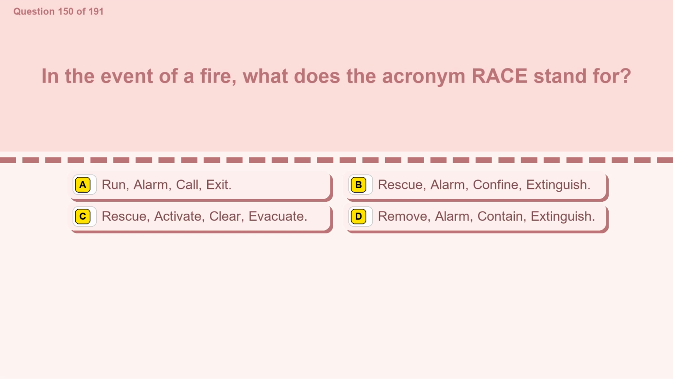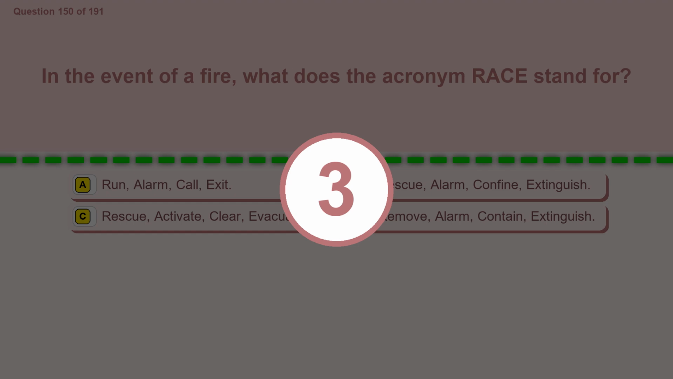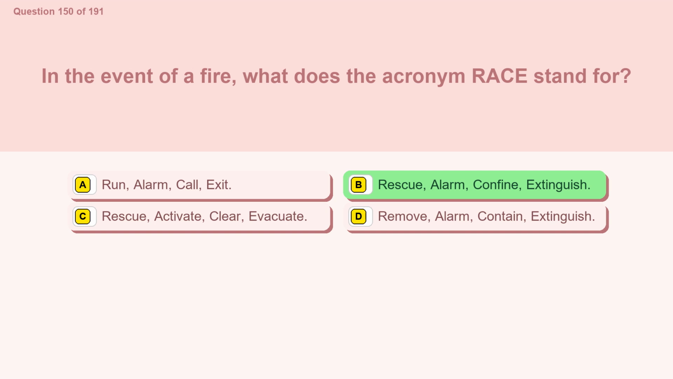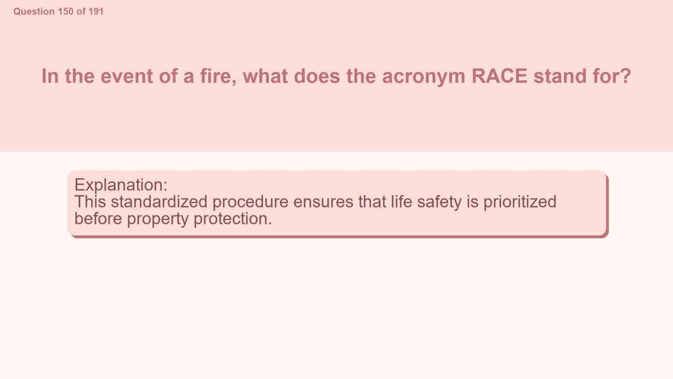Question 150. In the event of a fire, what does the acronym RACE stand for? Option A, run, alarm, call, exit. Option B, rescue, alarm, confine, extinguish. Option C, rescue, activate, clear, evacuate. Option D, remove, alarm, contain, extinguish. The correct answer is option B, rescue, alarm, confine, extinguish. This standardized procedure ensures that life safety is prioritized before property protection.